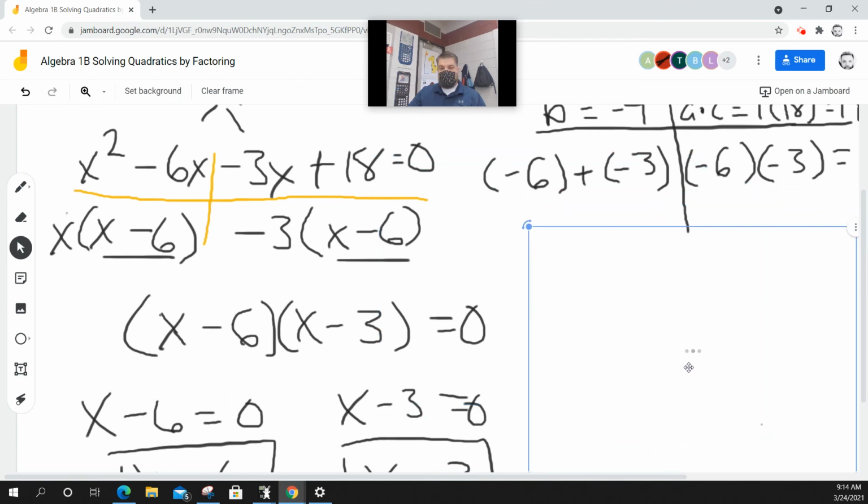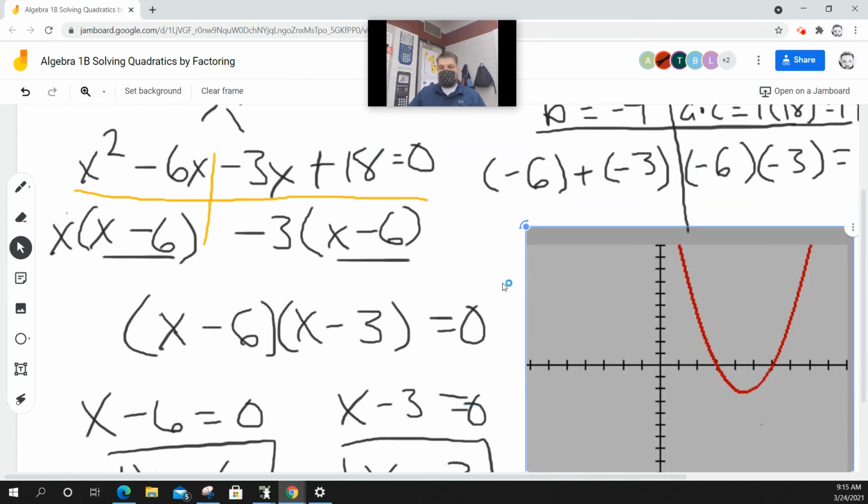So let me just draw this down. Now you guys can just sketch it, but it's really important. The reason I'm graphing this every time is I want you guys to develop a good habit of double checking your work. And I also want you guys to see the relationship between those.